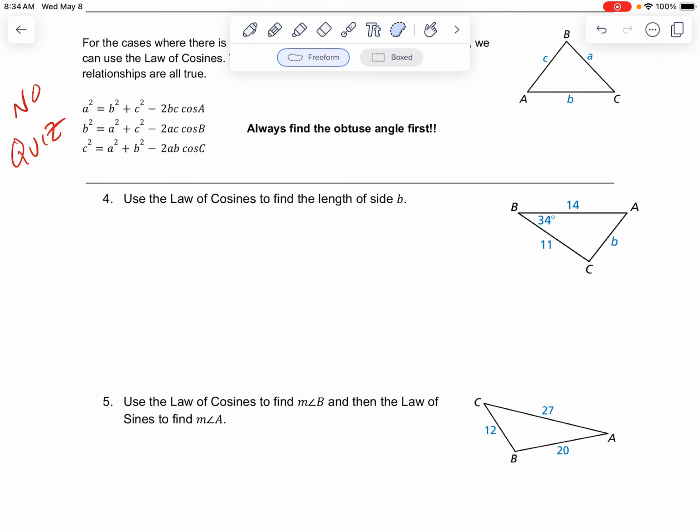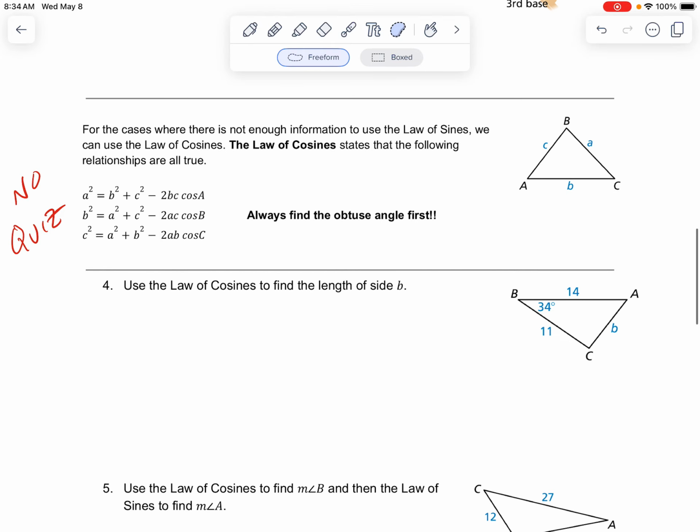In this video, I'm just going to go over the law of cosines. This is kind of the second part of 9.7 from our text. This is not something that you're going to be quizzed over, but there are a couple practice problems covering this material, and it's just good practice.